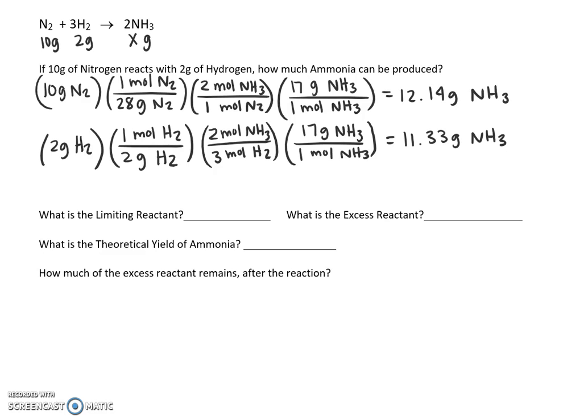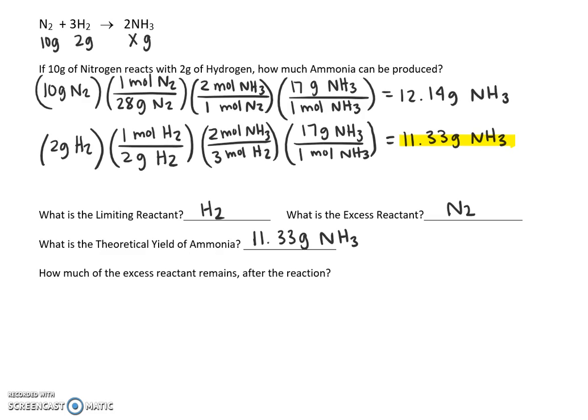Now the question is asking me, what's the limiting reactant, what's the excess reactant, and what's the theoretical yield? The limiting reactant is the one that produces the least amount of product. So 11.33 grams is less than 12.14, meaning H2 limits my reaction. It stops and only allows me to produce 11.33 grams before my H2 runs out, meaning that the excess reactant is N2, because N2 would allow us to produce more product. That means our theoretical yield is the lower value of 11.33 grams of NH3.